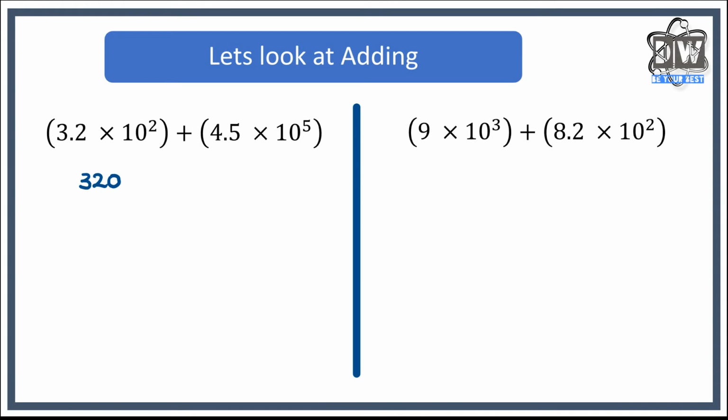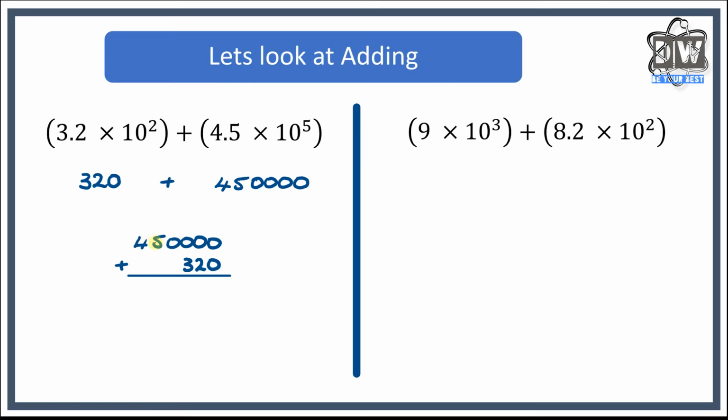Now if you don't know what you're doing, you need to go back and watch the video on how to take it from standard form to ordinary number, working in the positives. This one here is 4.5 times 10 to the power of 5, and that will bring us through to 450,000. And all we're going to do is add those two numbers together using skills that you've already got.